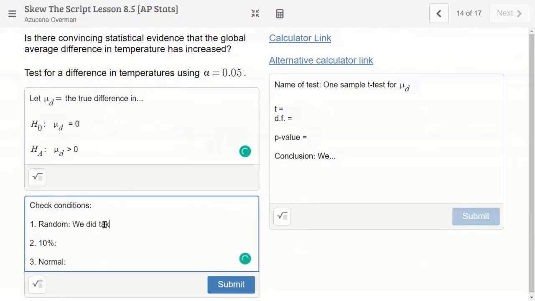Conditions, we did take a random sample. Our sample is less than 10%. How many did we take? 20 some, 25, I think. Where was our data? 32. So 32 is less than 10% of all weather measurements in the world, or we'll say weather stations. Really, because it's kind of hard to say. So we'll say you have weather stations. Is it normal? The data doesn't show any strong skew or outliers.